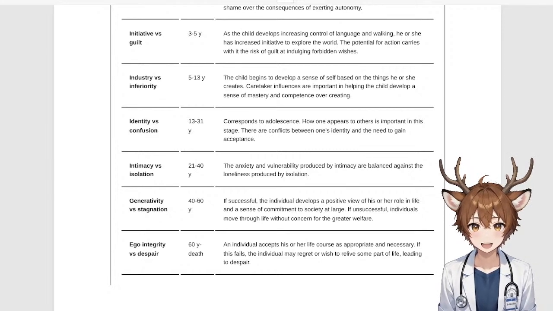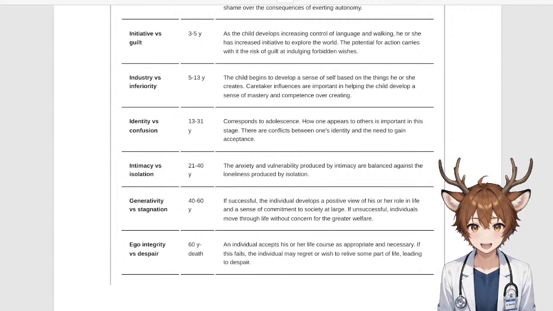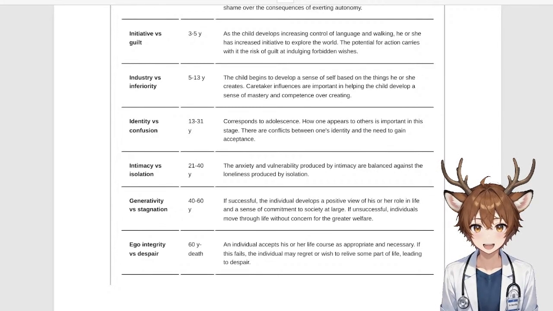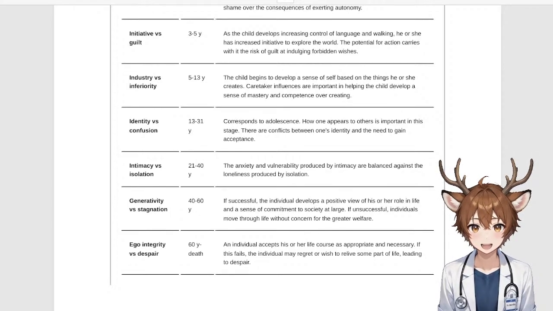21 to 40, so again there's some overlap here. Intimacy versus isolation. The anxiety and vulnerability produced by intimacy are balanced against the loneliness produced by isolation. Generativity versus stagnation is between 40 and 60.